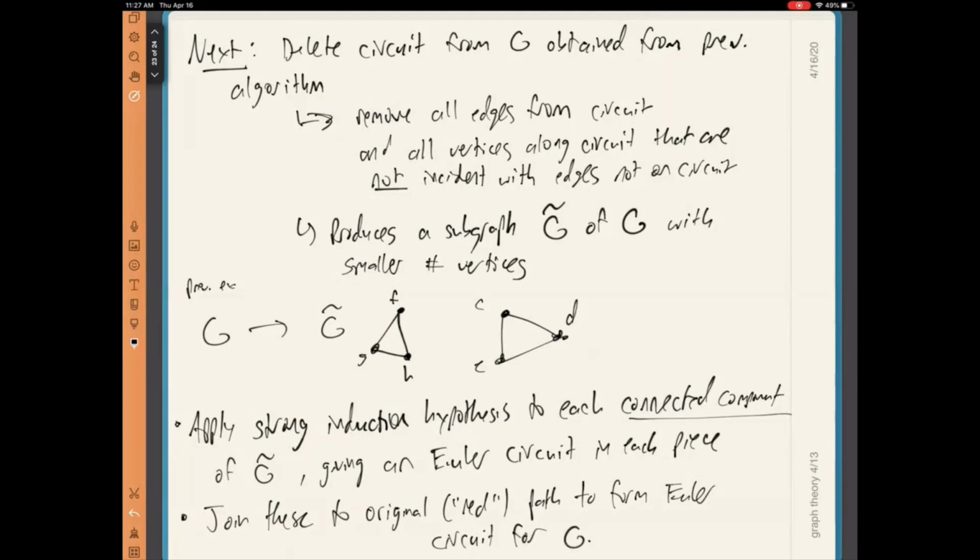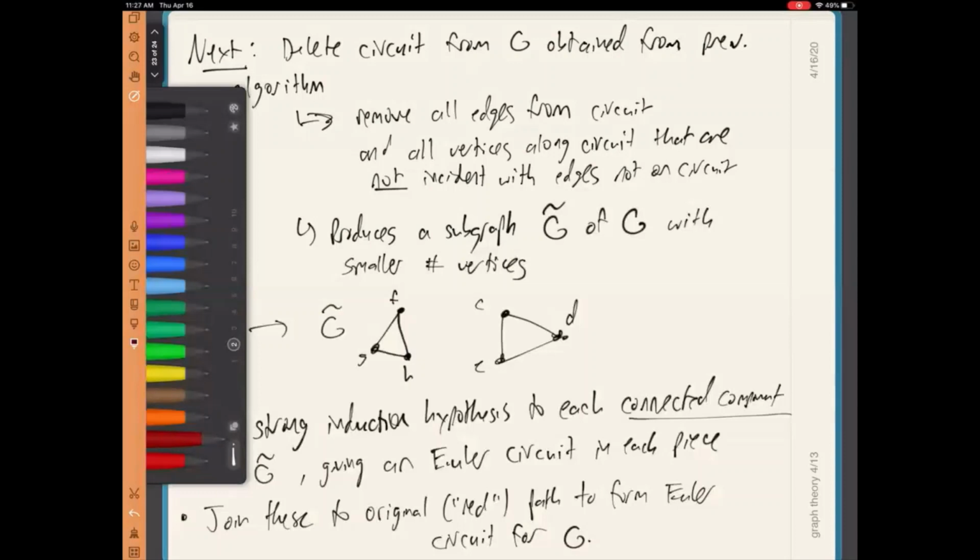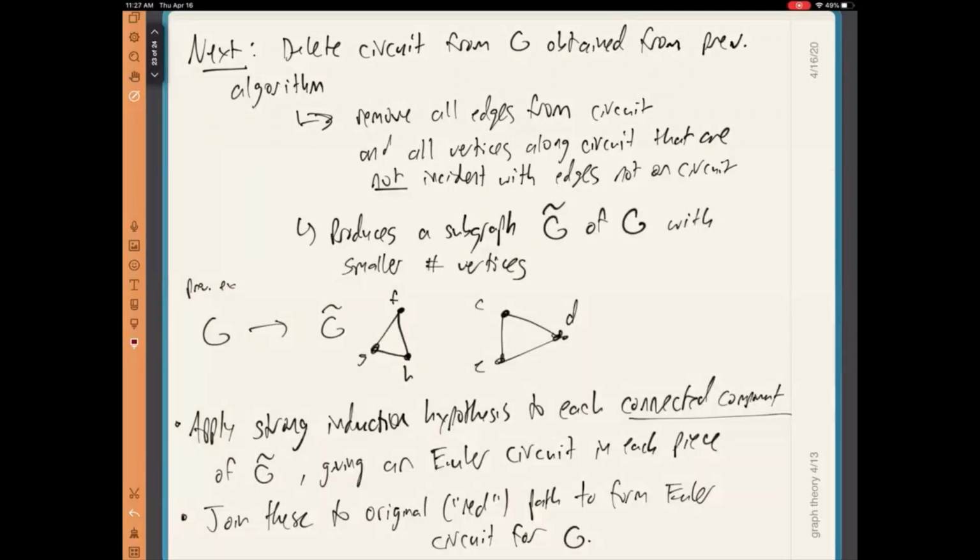Okay, and so this seems like a nice argument. Well, it's not completely correct at this point, or at least we're omitting some important details. So where did I leave out some details here? Well, notice that we want to apply our strong induction hypothesis to each component. It's definitely true that each component of G tilde will have fewer vertices, right? So the cardinality of the vertex set has been reduced, so that's good for the sake of induction.